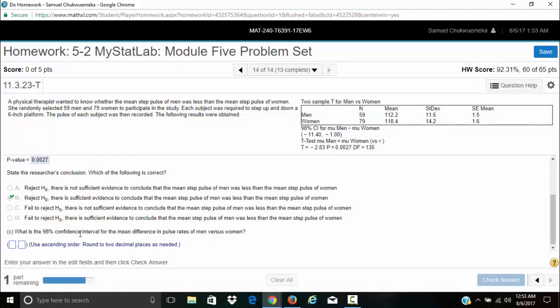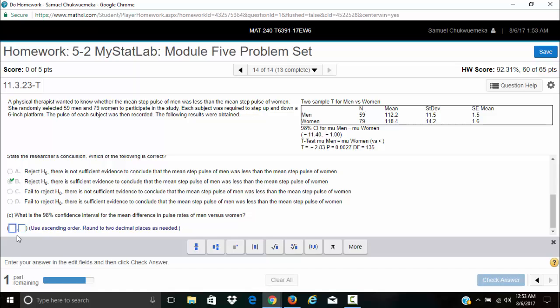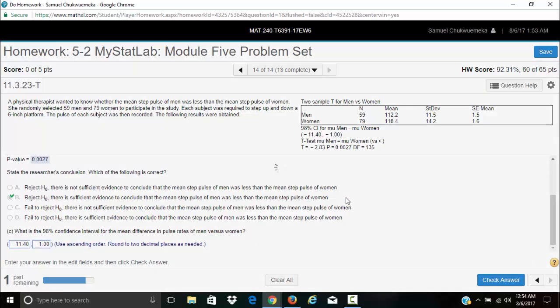What is the 98% confidence interval for the mean difference in pulse rates of men versus women? And you see here, they wrote it here, 98% confidence interval for mu men minus mu women. Round to 2 decimal places as needed. So this is negative 11.40 and negative 1.00.